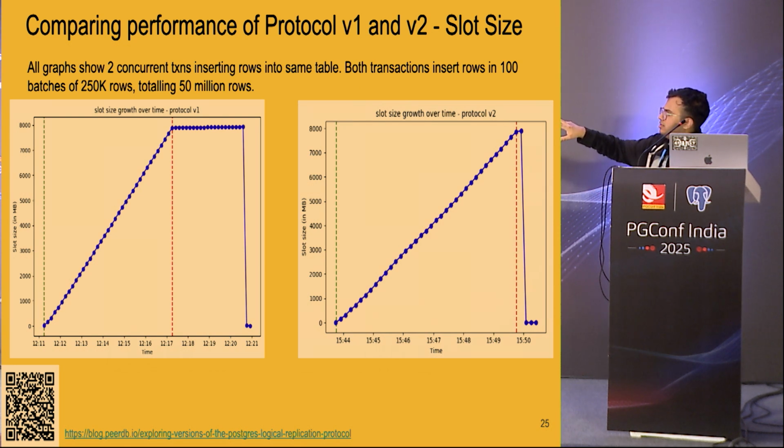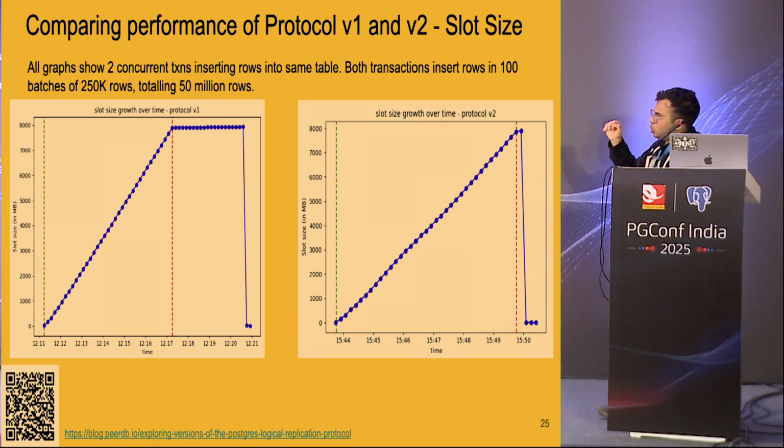So you can see the slot size growth. Now, what is slot size? It is the amount of retained write-ahead log by the slot. Like I explained earlier, to send changes to the subscriber or standby, you need to have retained WAL for decoding the changes.